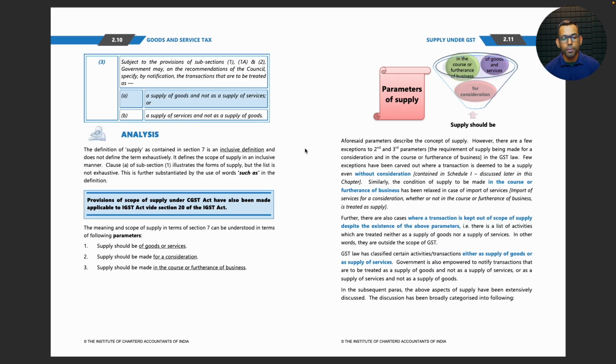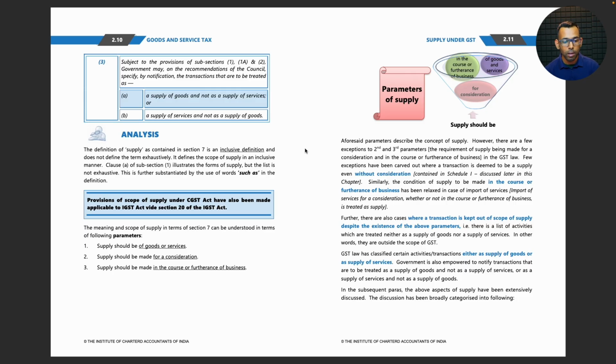The definition of supply as contained in section 7 is an inclusive definition and does not define the term exhaustively. It defines the scope of supply in an inclusive manner. Clause A of subsection 1 illustrates the form of supply, but the list is not exhaustive. This is further substantiated by the use of words such as "includes" in the definition.